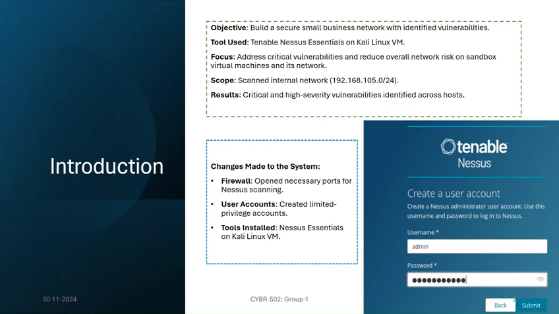Key changes were made to the environment to enable Nessus scanners: in the firewall, where necessary ports were opened; user accounts, where limited-privilege accounts were created; and tool installation, where Nessus Essentials was deployed on the Linux VM. The scan results reveal several critical and high severity vulnerabilities which we systematically address in future slides. Let's look at the virtual network setup next.